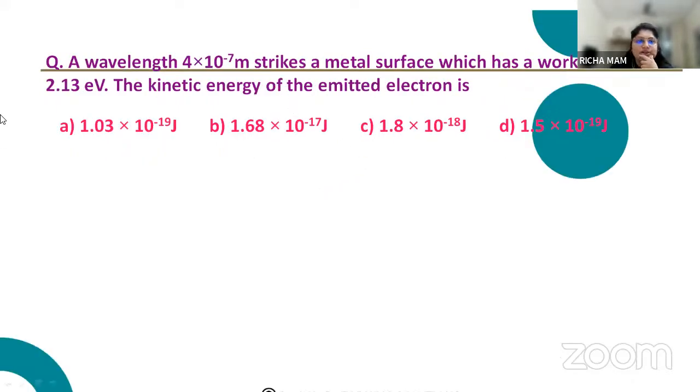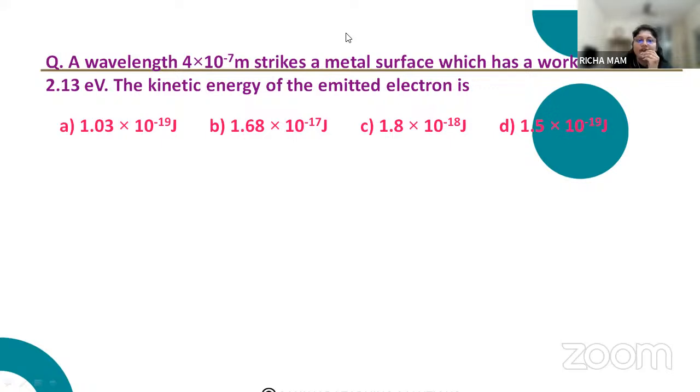Fine. Next question. A wavelength of 4 into 10 raised to minus 7 meter strikes a metal surface which has a work function of 2.13 electron volt. The kinetic energy of the emitted electron is. So here they have asked to calculate the kinetic energy of an emitted electron.